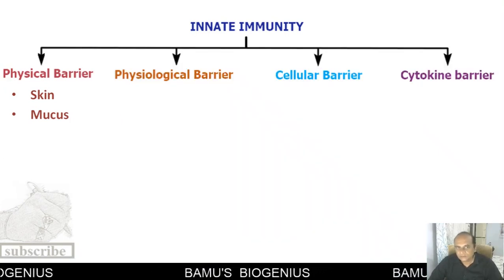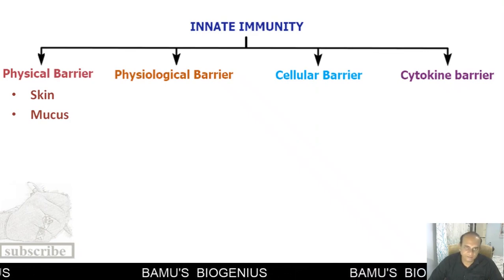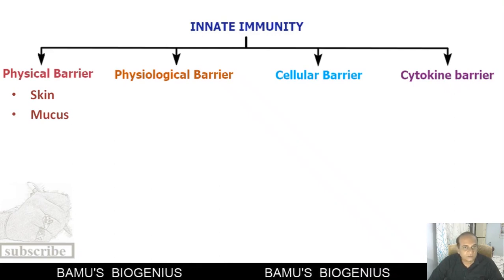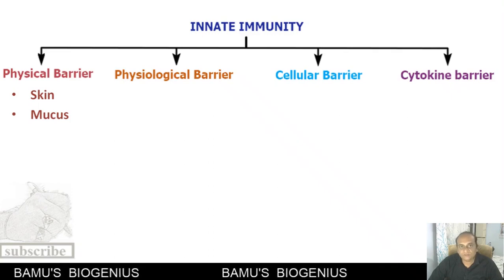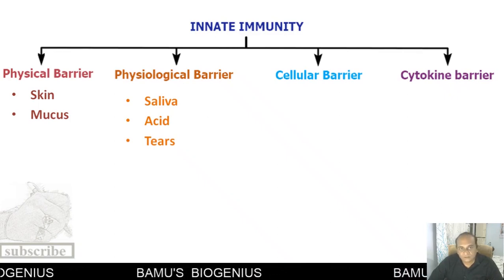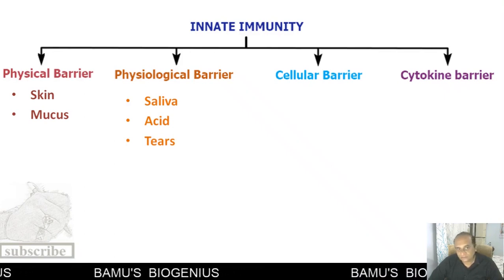Now we will discuss the second barrier, known as the physiological barrier. This barrier includes certain kinds of biochemical molecules that are responsible for creating it. The first one is saliva. We know that saliva is secreted by the salivary glands in our mouth cavity.